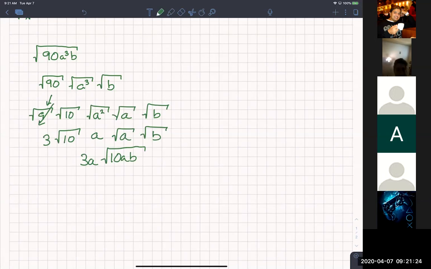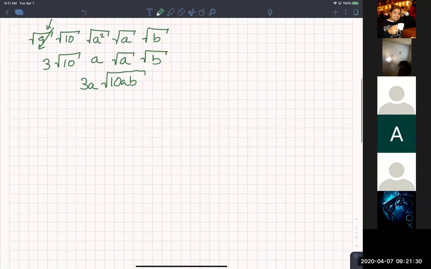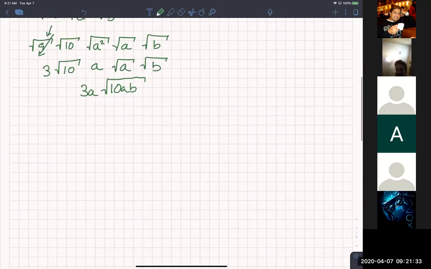Hopefully y'all didn't forget all of this. No. Okay. One more. The square root of 45 m to the fourth, n to the fifth. Let's do that one.